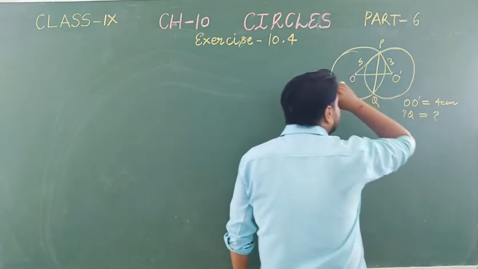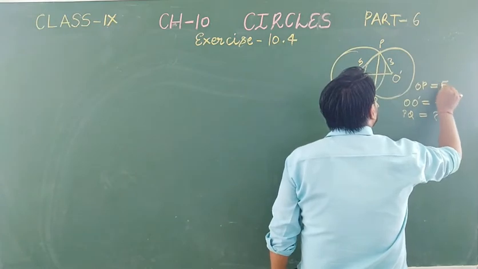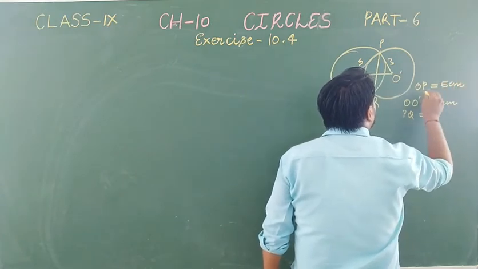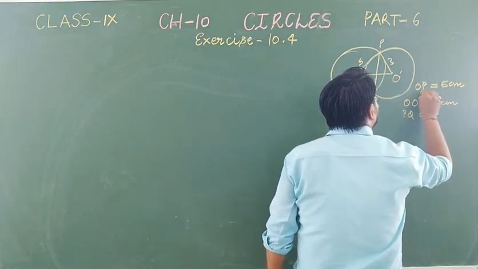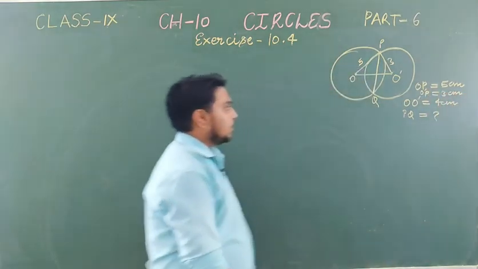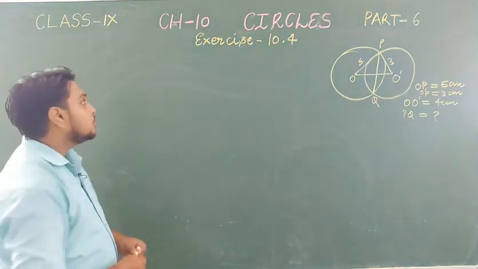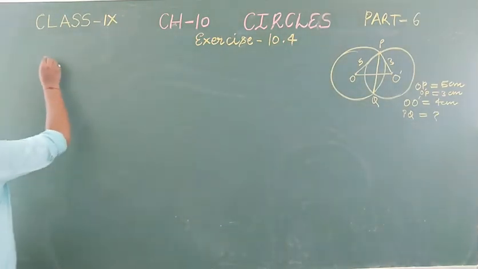What else is given? It is given that the radius of the first circle, OP, is 5 centimeter and O dash P is 3 centimeter. So this is given and we have to find PQ. How will we solve it, students? Let us see.